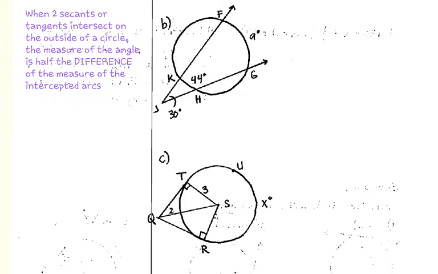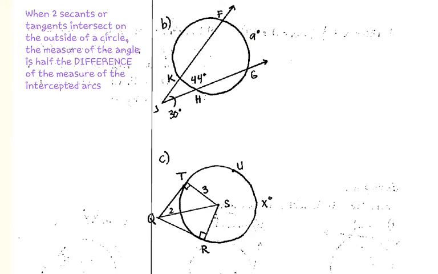So the only difference now is that the angle is half the difference when it's on the outside. In this problem, part B, the angle we're talking about is this angle outside, which is 30, given to us. The two intercepted arcs are arc KH and arc FG. It looks like we want to find arc FG, which will give us A.